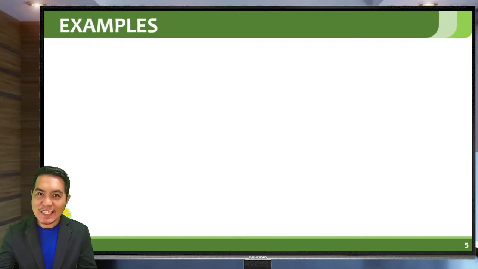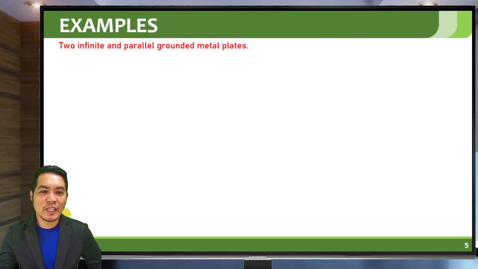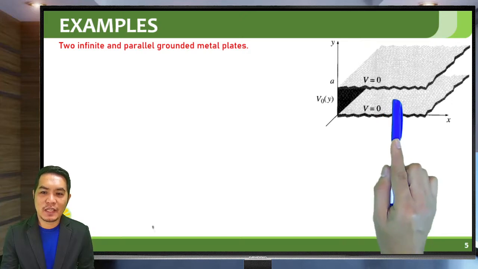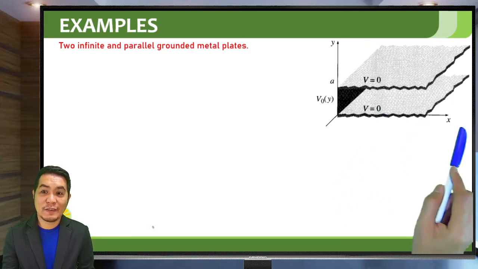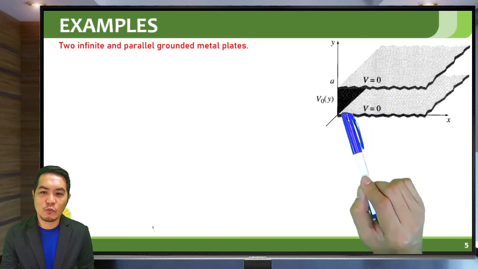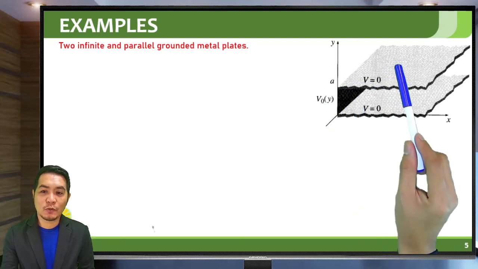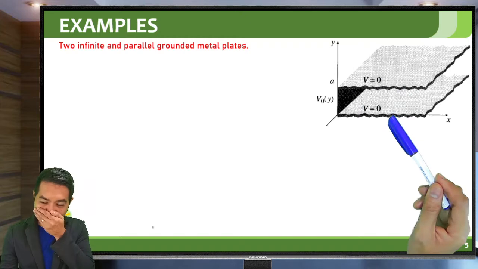So let's proceed directly to an example so that we can directly experience how to solve a potential problem using the separation of variables in Cartesian coordinates. So in this example, we have two infinite and parallel grounded metal plates. So these are infinite. These metal plates extend to infinity. You have the lower plate at y is equal to 0, and then you have an upper plate at y is equal to a.